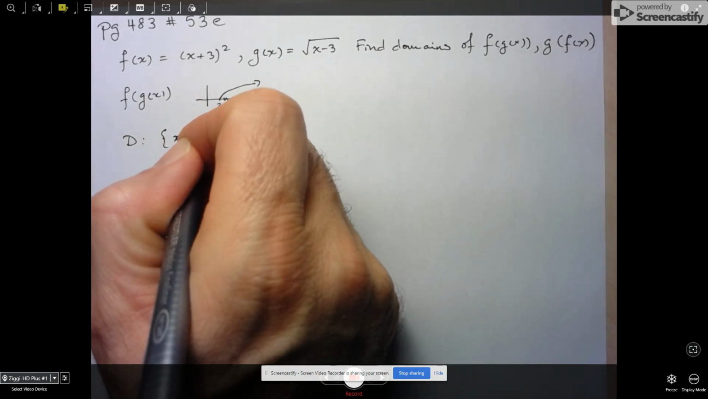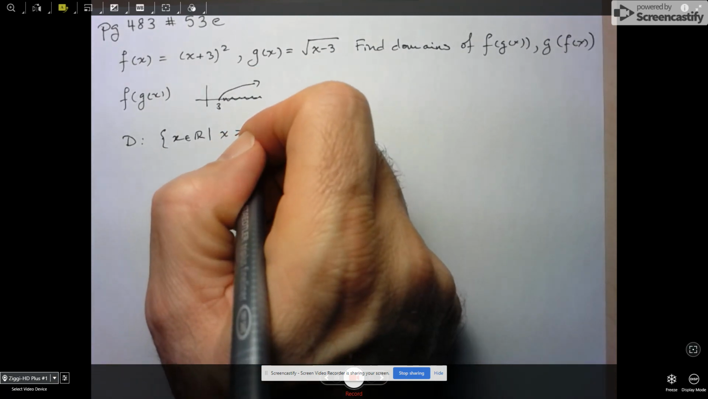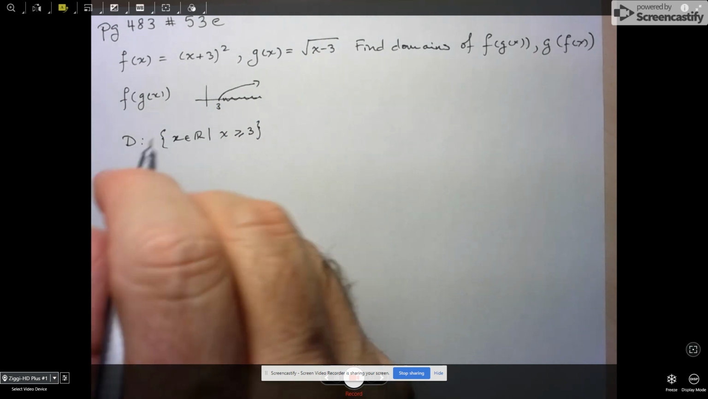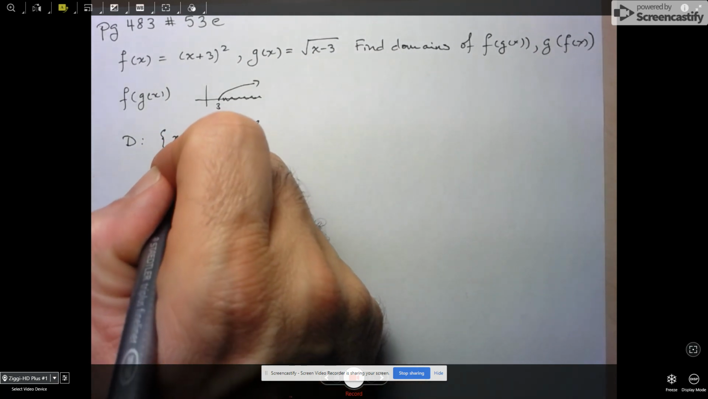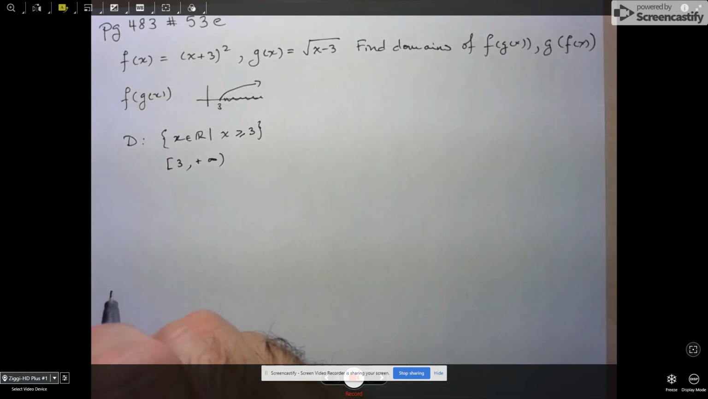So right off the bat, we can just say that the domain is either, in set notation, x an element of R such that x is greater than or equal to 3, or we can use interval notation, which is just inclusive of 3 to positive infinity. Either one's acceptable.